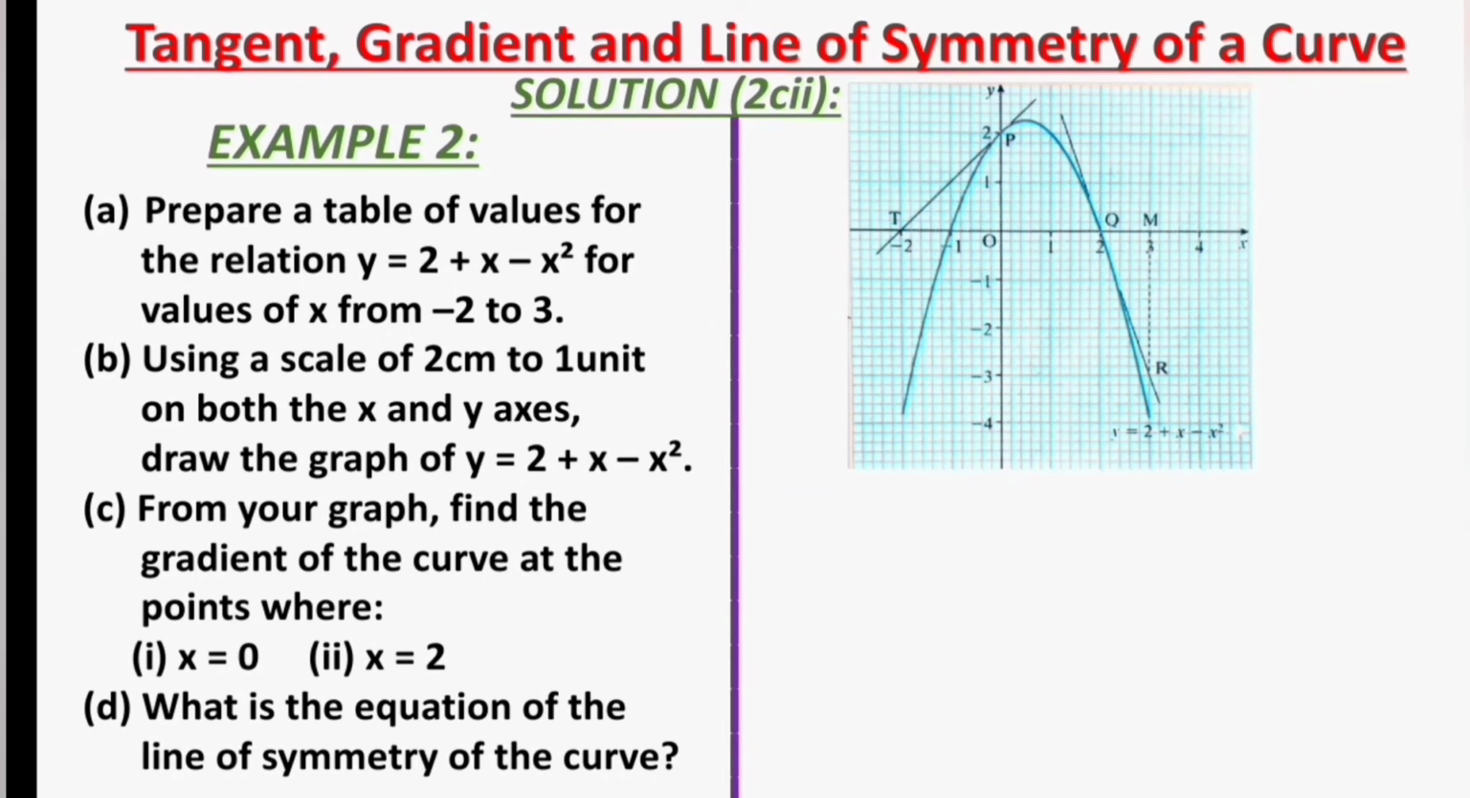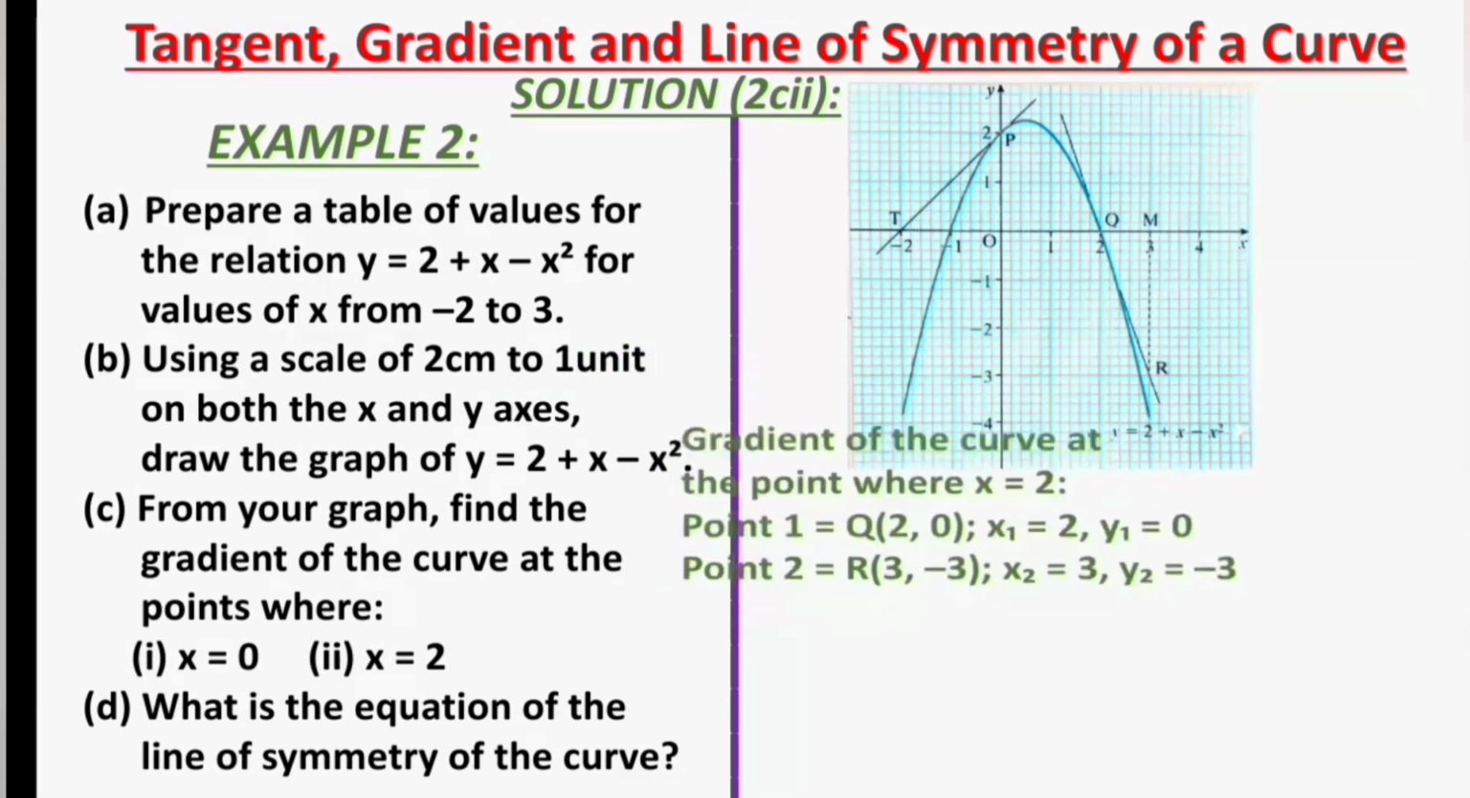Next, let's see the gradient of the curve at the point where x is equal to 2. Here what you have to do, you have to draw a tangent line to the curve at the point where x is equal to 2. Once again, you need to be very skillful to do an accurate drawing. From the graph, you will notice that the tangent line going through the point where x is equal to 2 will pass through points Q and R.